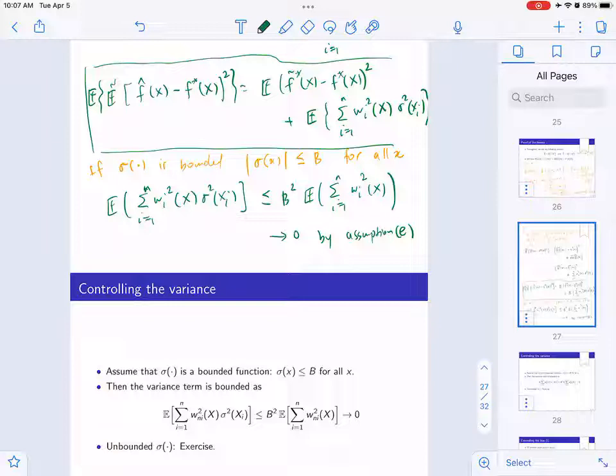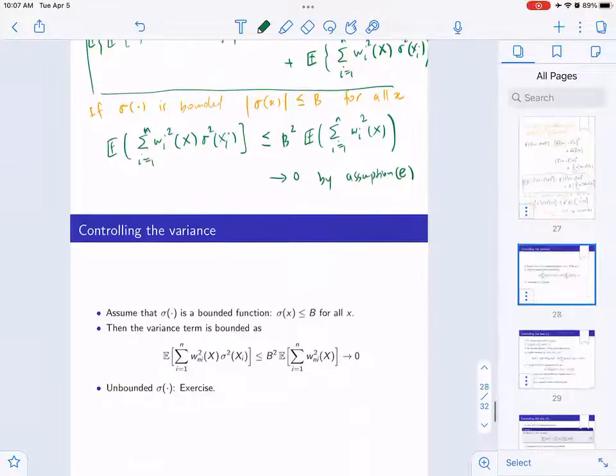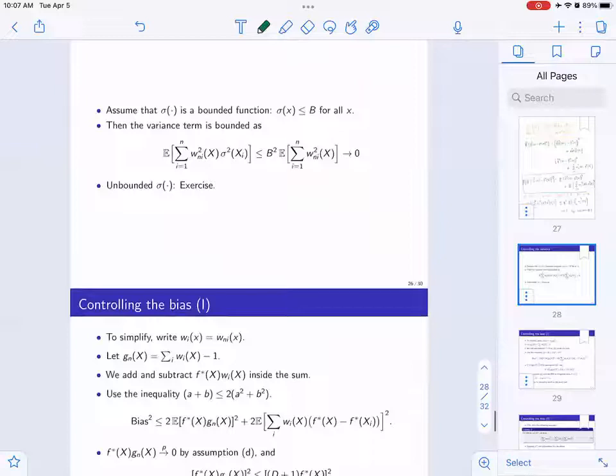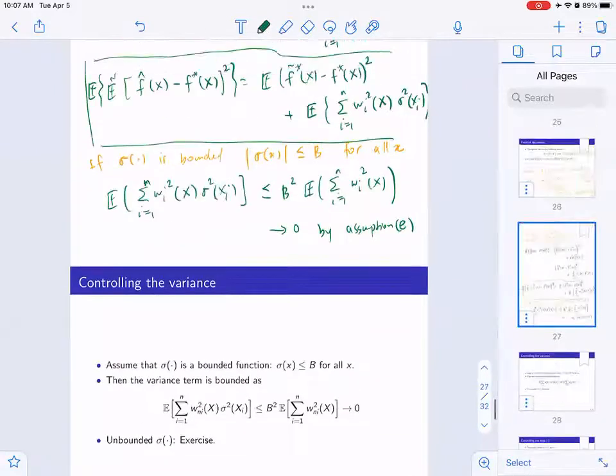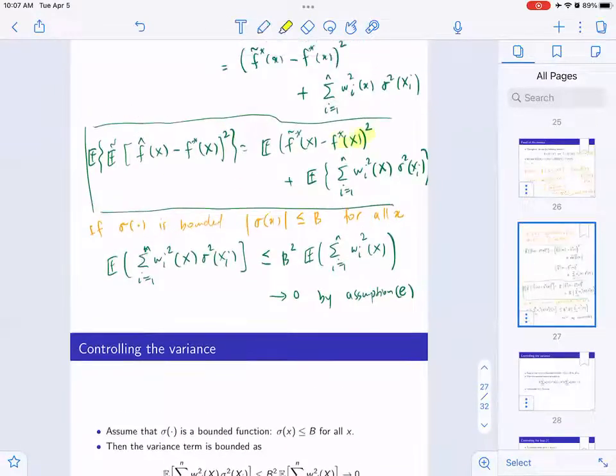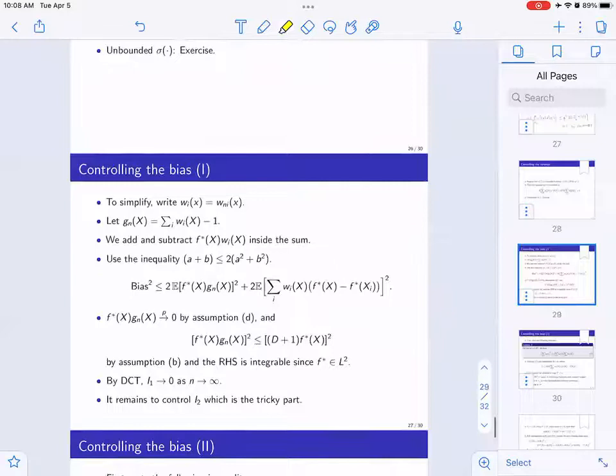Now the tricky part is to deal with this bias. All the other conditions more or less are to control the bias, because we're not assuming anything about the f star. So you need a lot of conditions. That's the discussion of the variance. We are now going to focus on the bias. So how do we do this?